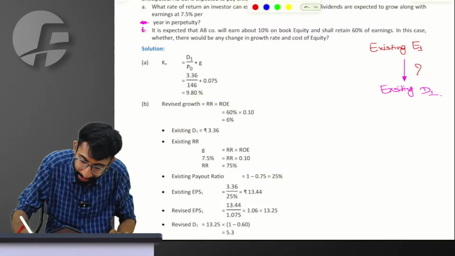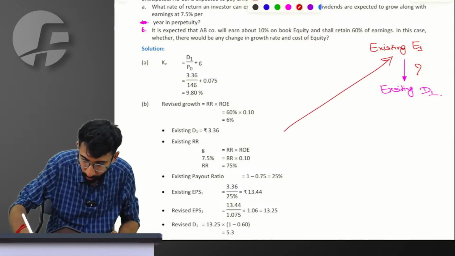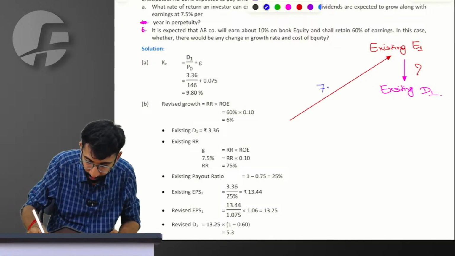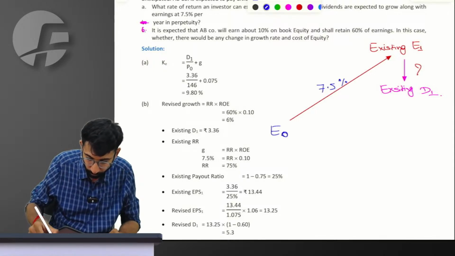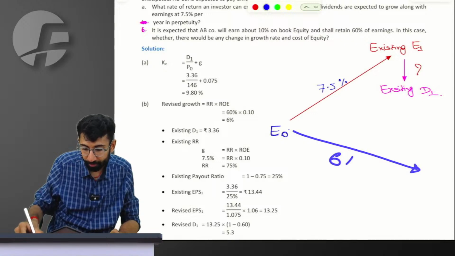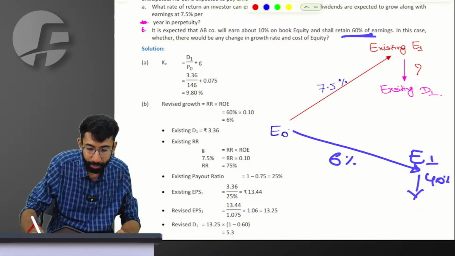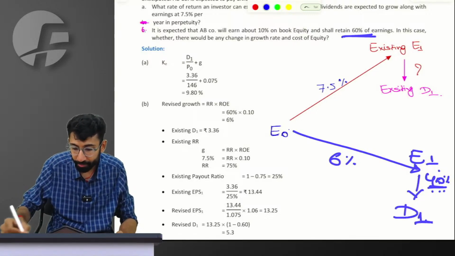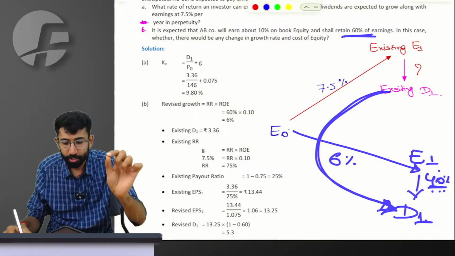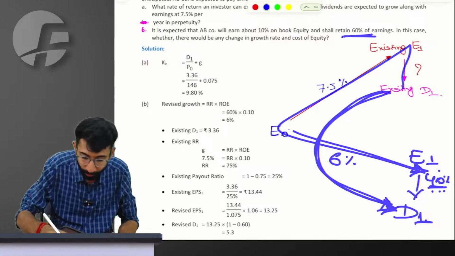My existing E1, everyone in the class, is based on the growth rate of 7.5%. Now a situation is changing where my growth rate rather than 7.5 will be 6%, and of whatever becomes the revised E1, 40% will be payout, because 60% is retained, 40% will be payout, and that will be the revised D1. I cannot simply add the dividend growth to the dividends. Whenever the payout ratio changes, people in the class, do you realize I cannot calculate D1 from D0? I have to go through earnings. Requesting your response, could you understand it or not, everyone?